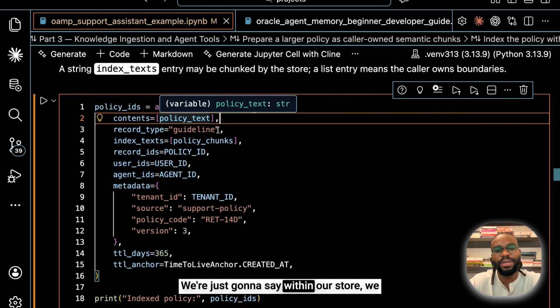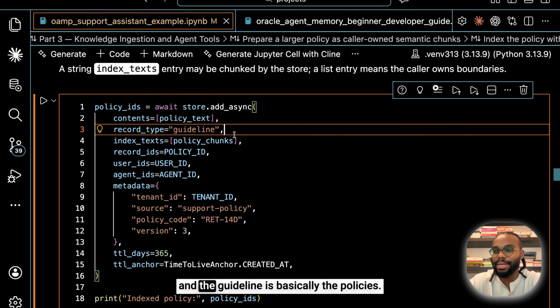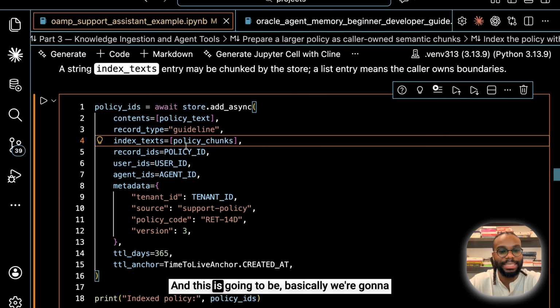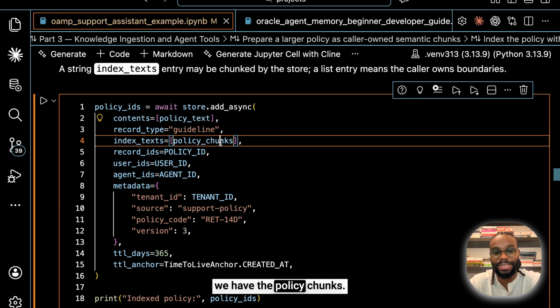We're just going to say within our store, you want to keep a record called guideline. And the guideline is basically policies. The content of these guidelines is going to be the policy. And basically, we're going to index the text, the policy chunks right there. We have the policy text and the policy chunks.